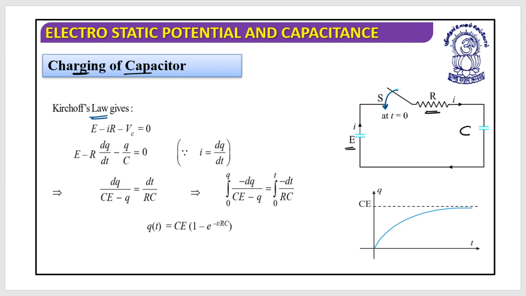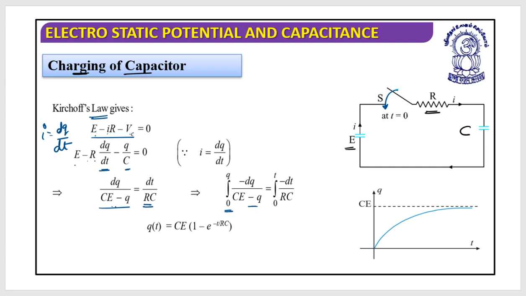According to Kirchhoff's law, E minus IR minus Vc equals 0. I know that I equals dq by dt, that is charge divided by time. So this is E minus R, for I replace dq by dt, and for Vc replace q by C. Now rearranging the things, dq divided by (CE minus q) equals dt by RC.